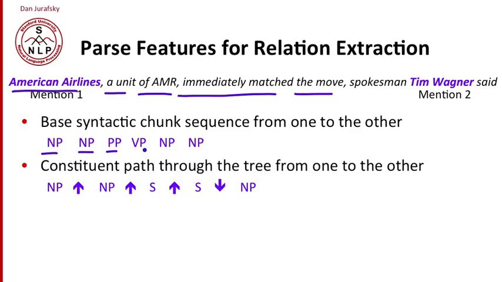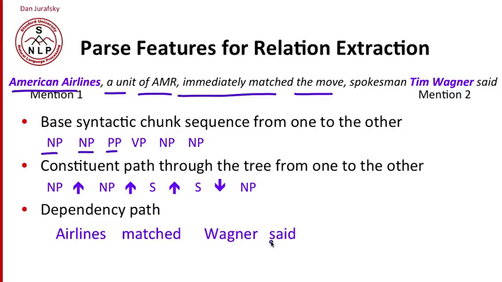we can actually run a parser and then flatten out the parse into what's called a constituent path, and we'll talk about how these work later, but basically this is saying that we see the parse has a noun phrase whose parent is a noun phrase, whose parent is a sentence, whose parent is another sentence, and so on. So it's a way of taking a complex parse tree and flattening it out. And we can have a dependency path. For example, we can say that the head said has an argument which is Wagner, and an argument which is matched, and matched has an argument which is airlines, and so on. So any of these kind of things can be used as parse features for relation extraction.